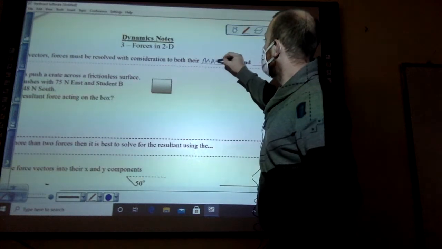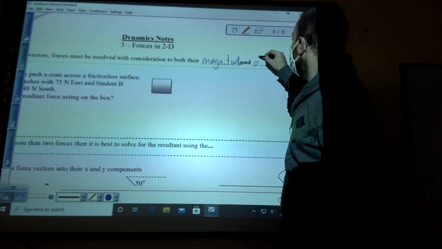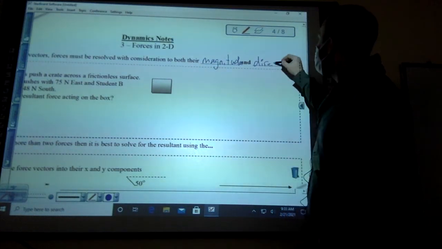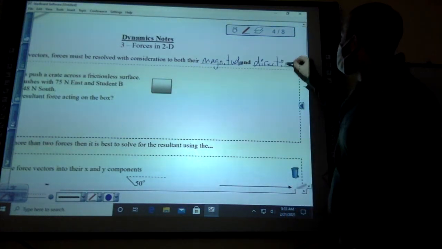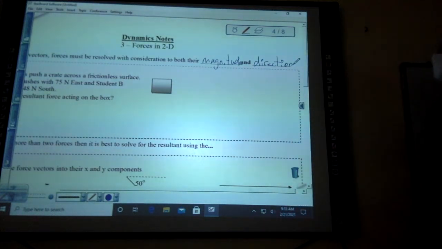So, as with any vectors, forces must be resolved with consideration to their, what do you think? Direction. Magnitude and direction, yeah. So, magnitude and direction. You'll have to get used to the scratching on the board with this. If it doesn't make sense, just let me know.